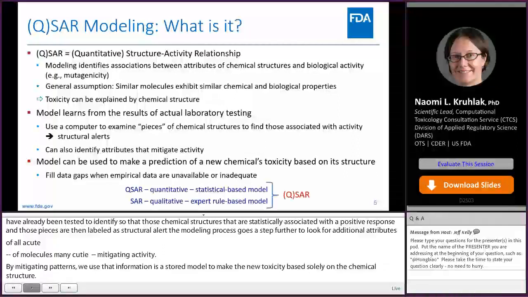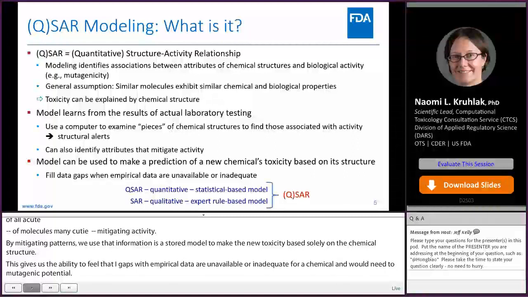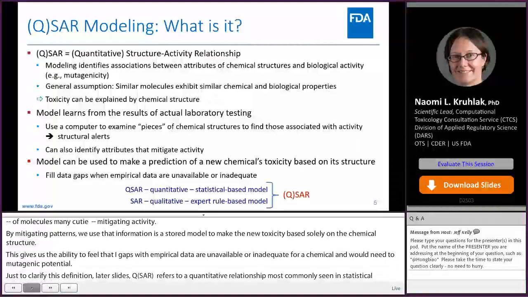And just to clarify this definition on my later slides, QSAR refers to a quantitative relationship that's most commonly seen in statistical-based models, whereas SAR refers to a qualitative relationship that's most commonly seen in expert rule-based models. But collectively, we refer to them as (Q)SAR with the Q in parentheses.